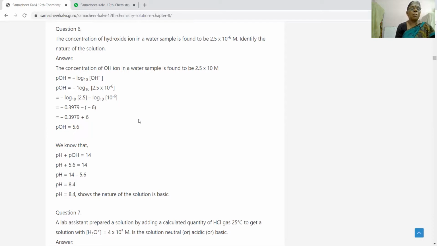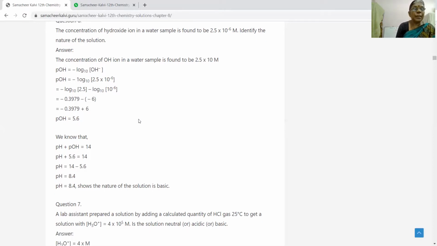So pOH, the formula is minus log10 of OH minus. Substituting that value, pOH is equal to minus log10 of 2.5 into 10 power minus 6. We can split this into 2 parts, that is minus log10 2.5 minus log10 10 power minus 6. The log value of 2.5 is 0.3979, and this one becomes minus 6. So minus of minus 6 is converted into plus 6. So the pOH value is 5.6.